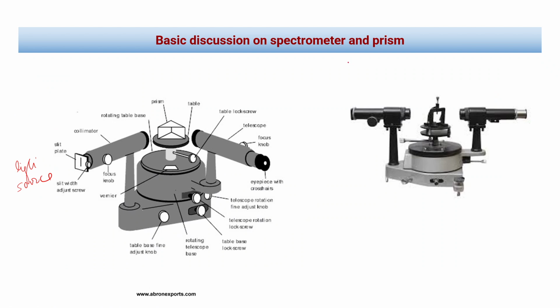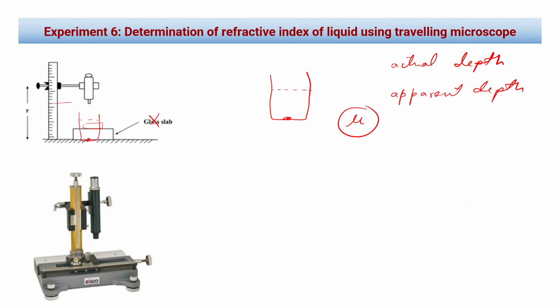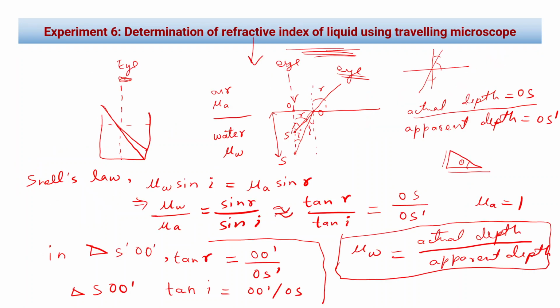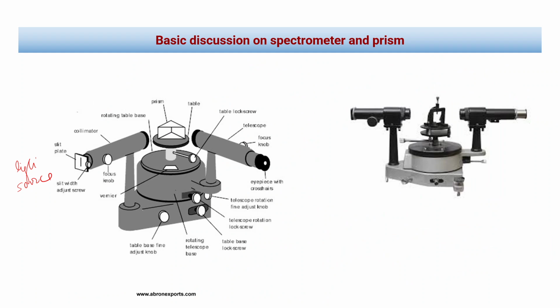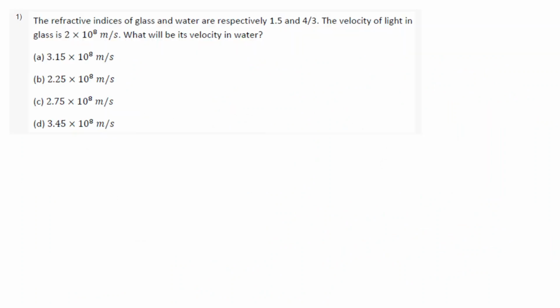So these spectrometers and prism, how they work, where we use them, we'll understand in the next session. Let's now do numericals on the refractive index and Snell's law and the convex lens that we have discussed. So the first question is this: the refractive index of glass and water are respectively 1.5 and 4 by 3. The velocity of light in glass is 2 into 10 to the power 8 meter per second. What will be its velocity in water?